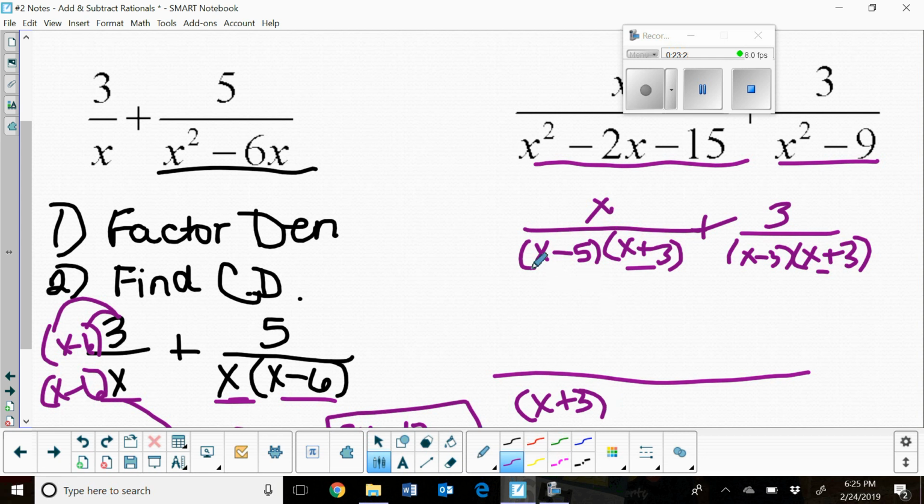Now, the first one contains an x minus 5. Well, I have to have that represented in my denominator. And the second one has an x minus 3. So I have to have that one represented in my denominator. So notice I have 3 binomials in my denominator. So now let's go back and multiply.